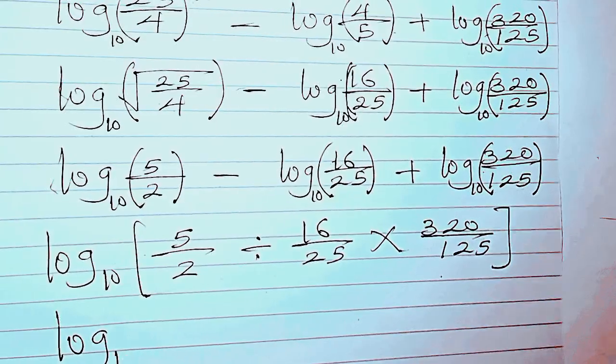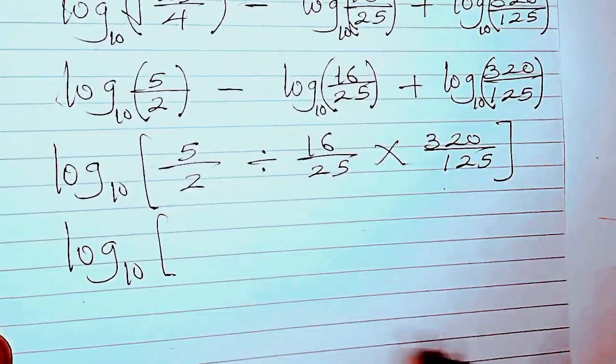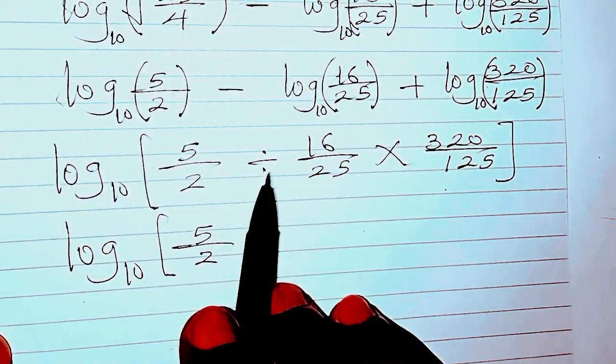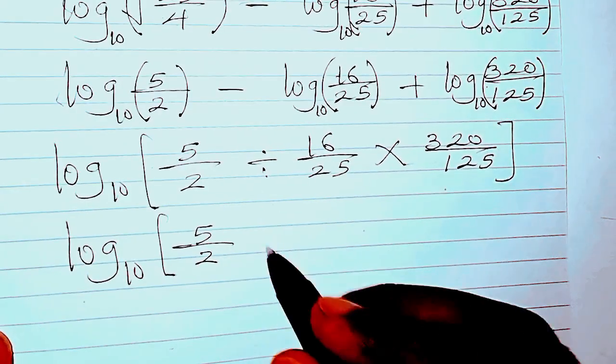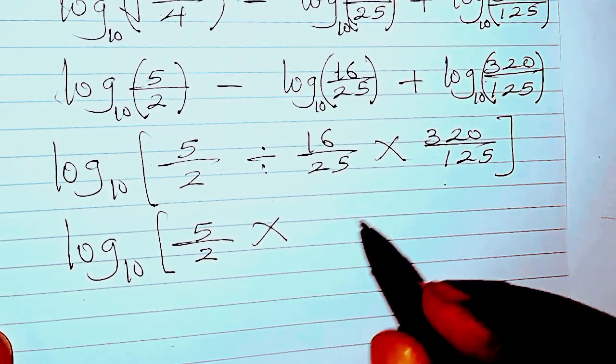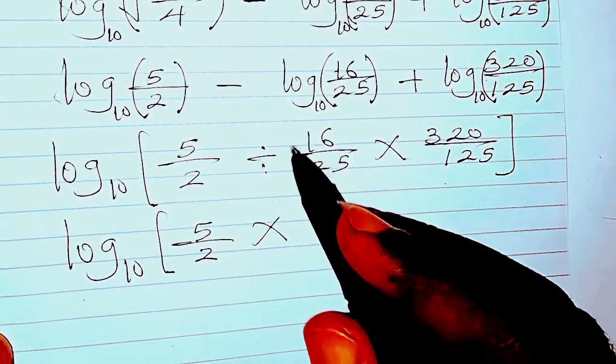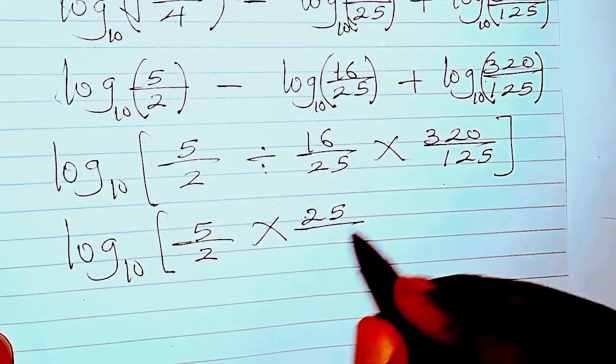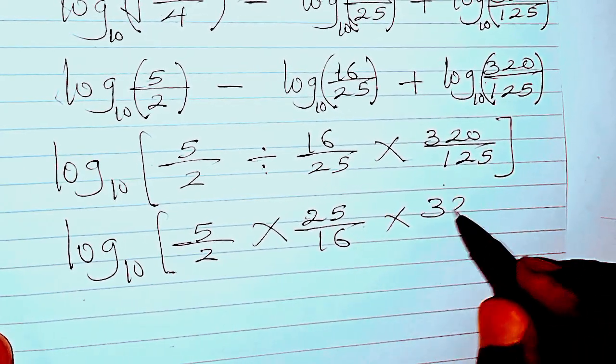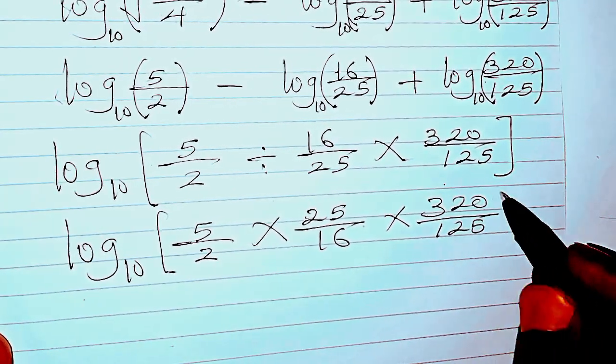And this becomes log to base 10 in the bracket. Okay, this is 5 over 2. And of course, if it is division here, we can work with that sign. We need to change it to multiplication. And this, the fraction after the sign, will be inverted to 25 over 16, then times 320 over 125.